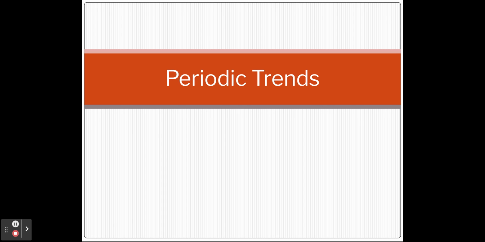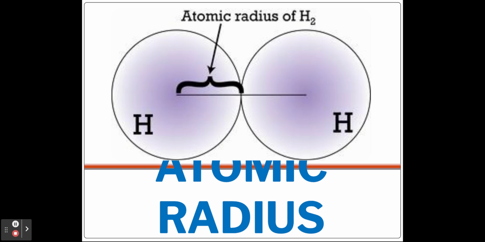My name is Mr. Kovalt, and in this video we're going to talk about trends of the periodic table. So let's get into this. The first thing we want to talk about is atomic radius. So what is the atomic radius?